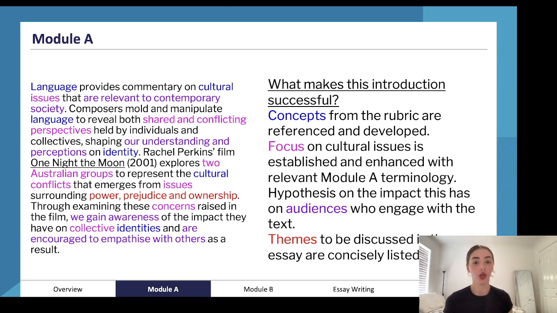Okay, so what actually makes that a successful introduction? Firstly, the concepts from the rubric are referenced and developed. Language, culture, language, identity, culture, identities. We're referencing it. It's integrated all throughout. The focus is on cultural issues, which is established and enhanced with relevant Module A terminology. So, shared and conflicting perspectives.